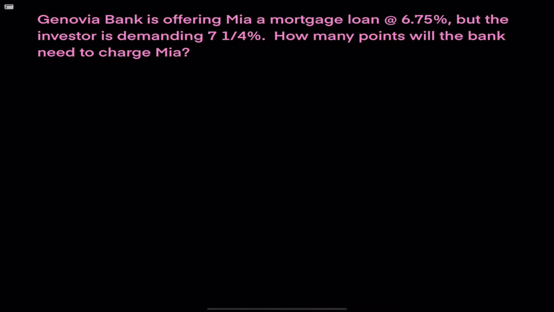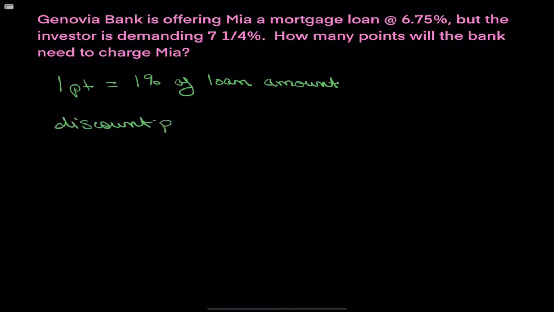The word point is always going to basically tell you this is a fee that somebody's going to pay, and that 1 point will always cost the buyer 1% of the loan amount. Now, the points can be used for different things. Sometimes you'll have problems that talk about discount points, and that means the buyer is buying down a loan so they can get an interest rate that they want.